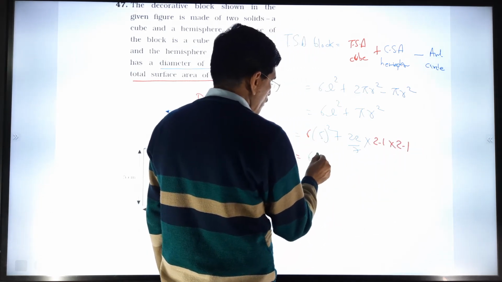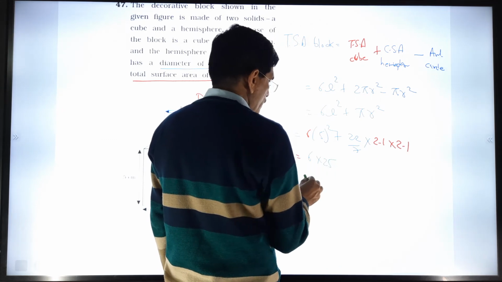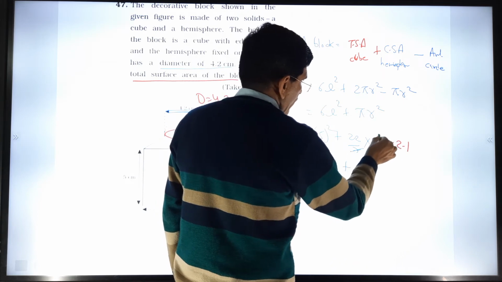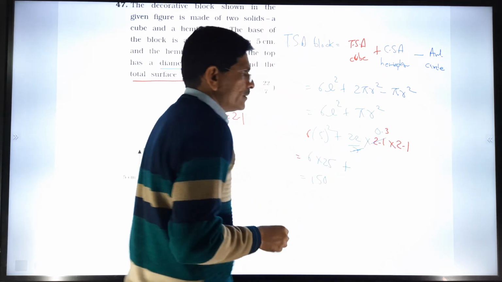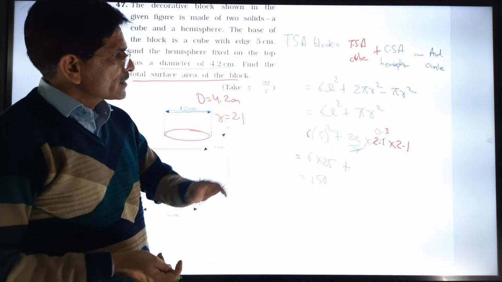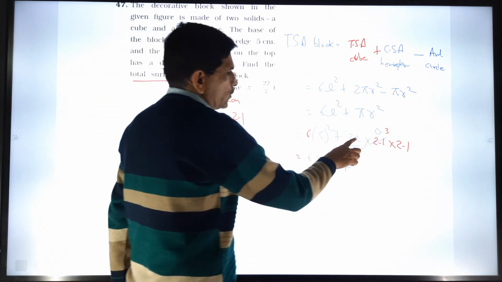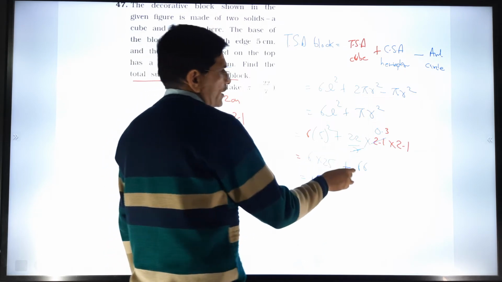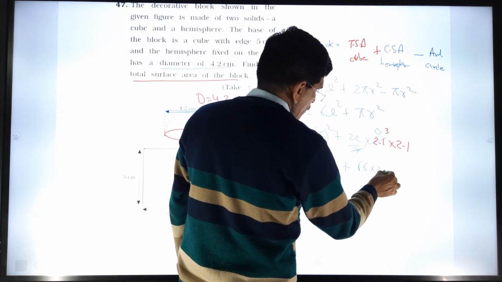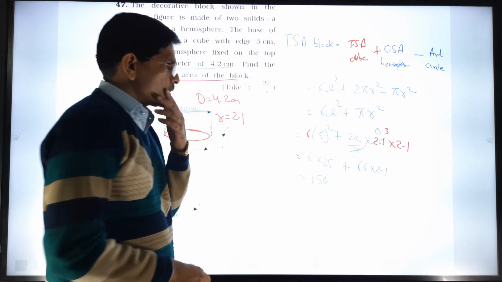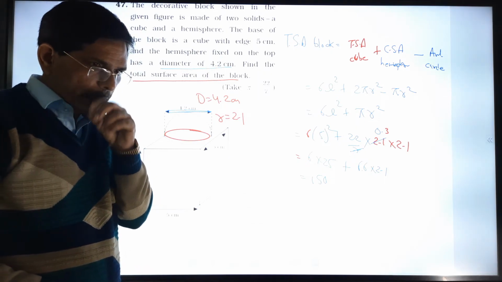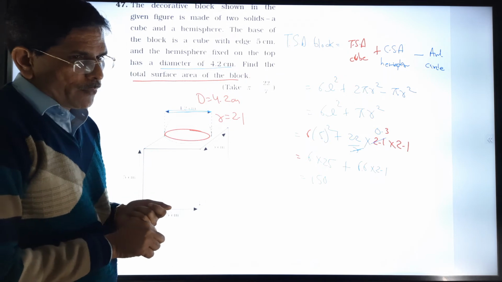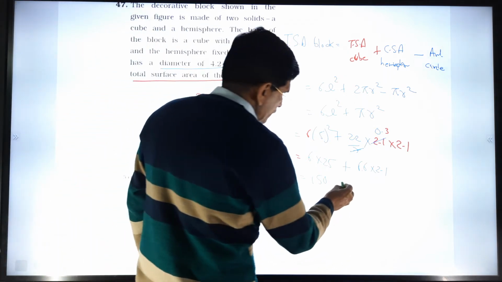So 6 into 25, 5 square is 25, so we can write 150. Here we can cancel, that is 0.3. 7 3s are 21. So 22 into 3, that is 66. But with one digit after the decimal point, into 2.1. So 66 into 2.1, if we do, then that is 13.86 here.